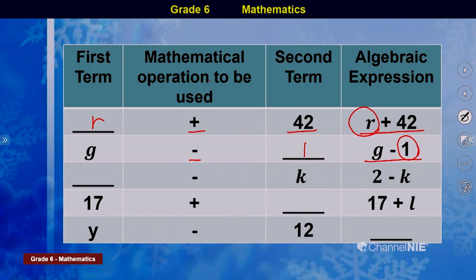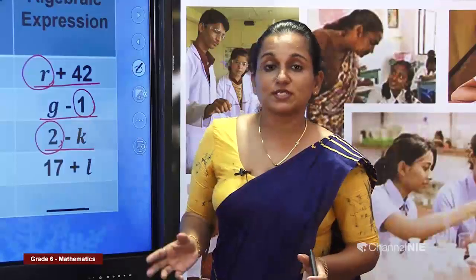Let's move to the next example. My algebraic expression given here is 2 minus k. Mathematical operation used is subtraction and second term is k. What is my first term? It is 2. I can write first term as 2. Shall we move to the next example?